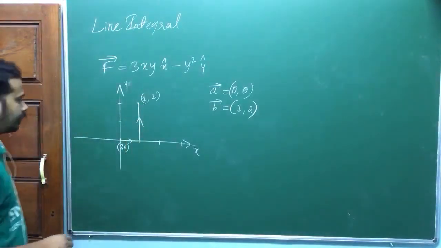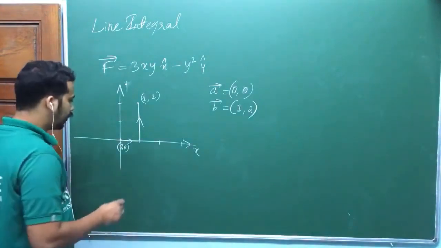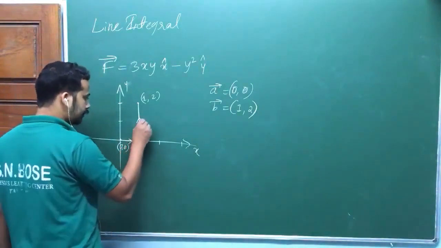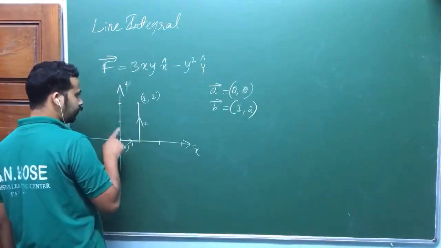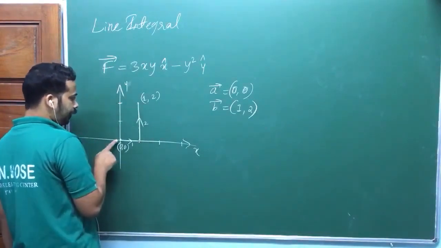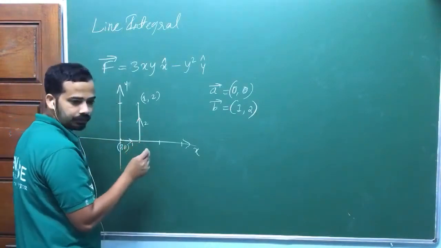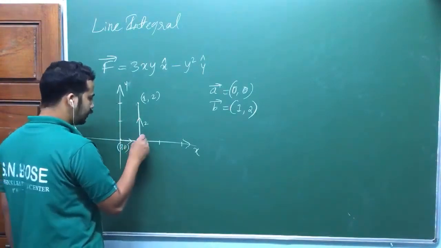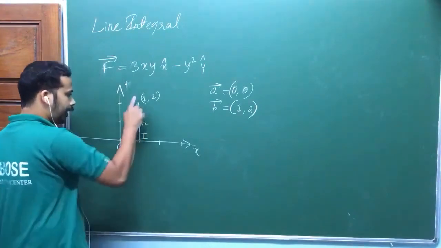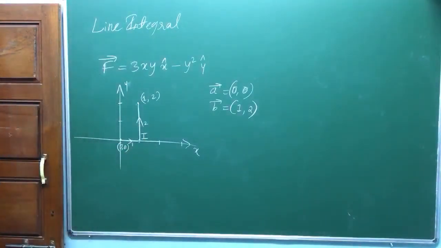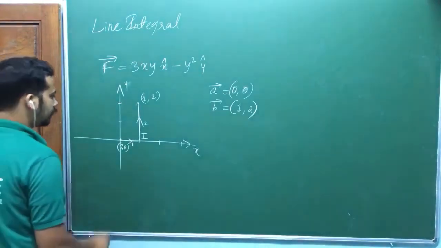Is that okay? I call this one the first one and this is the second one. So this whole path from A to B, okay? I'm going to call it the first path. This whole path, I'm going to call it the first path. Is that okay? Speak out.